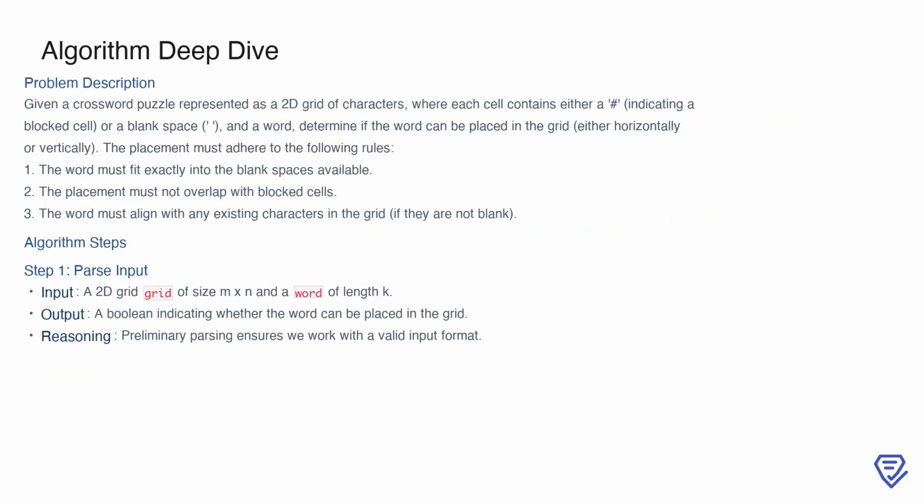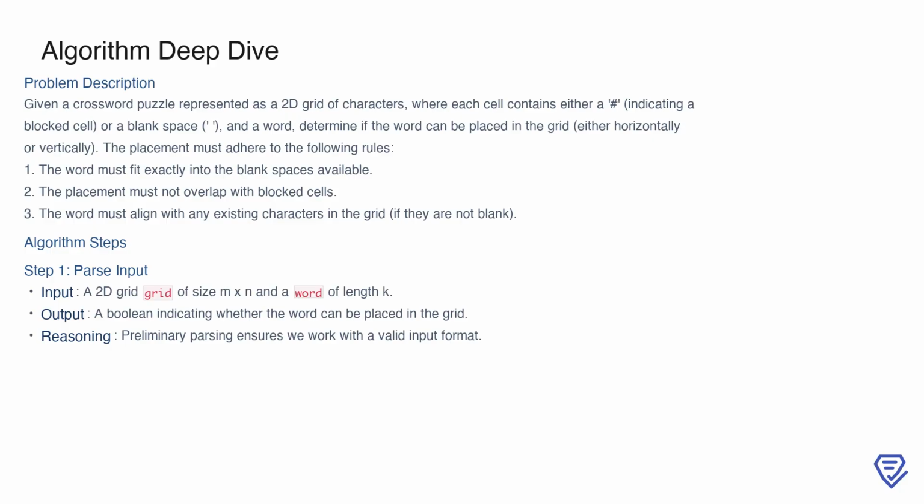In this problem, we are tasked with determining if a given word can be placed into a crossword puzzle grid, which is represented as a 2D array. Each cell in the grid contains either a hashtag to denote a blocked cell or a blank space. To place the word in the grid, several conditions must be fulfilled. First, the word must fit exactly into the available blank spaces. Second, it cannot overlap with any blocked cells. Finally, if there are pre-existing characters in the grid, the word must align properly with those characters.